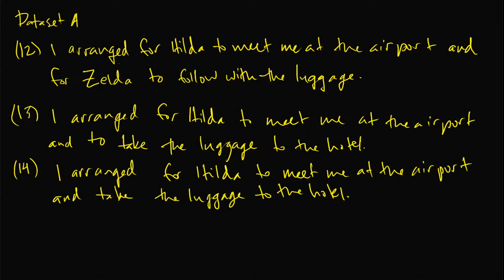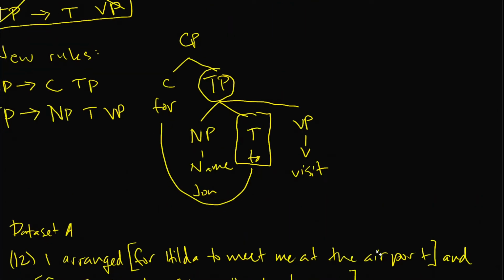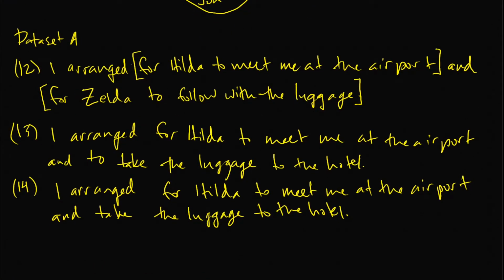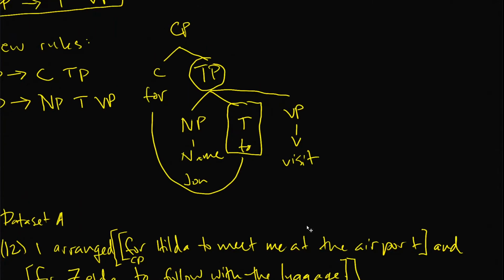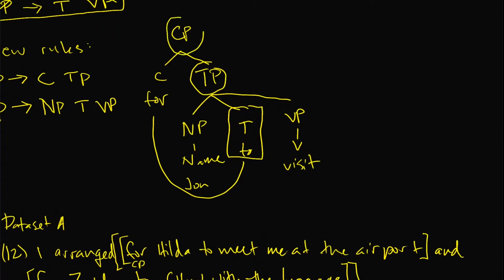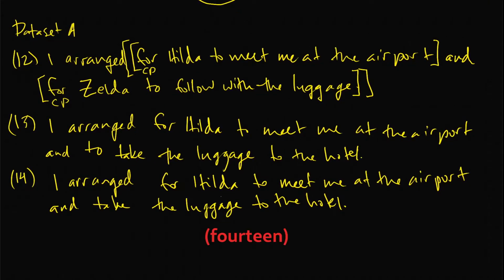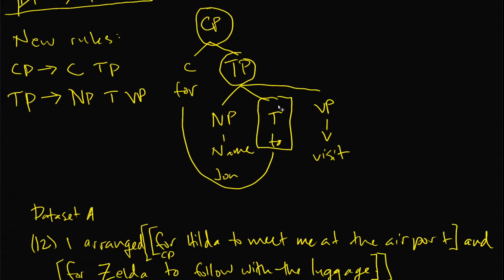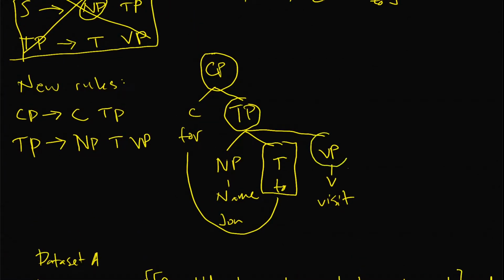Okay, so these examples show a few different coordinate structures. And the issue is that one of these examples reveals that the structure I just drew up here is not quite right. So 12 shows 2 CPs being coordinated, CPs headed by 4. And our analysis does make this possible. So it's this kind of unit that's coordinated in 12. In 13, what we have is 2 verb phrases that are coordinated. So here's one verb phrase, take the luggage to the hotel. And then here's the other one, meet me at the airport. We didn't do any changes to the verb phrase in our new rules, so this is still accounted for. So we can still coordinate this kind of thing.